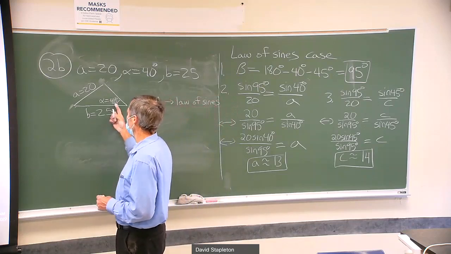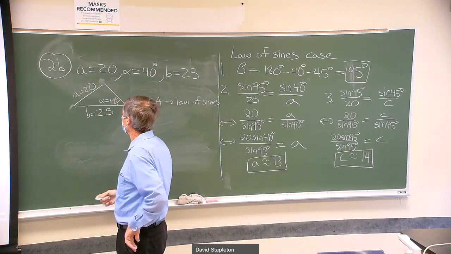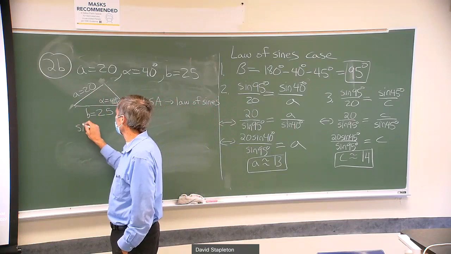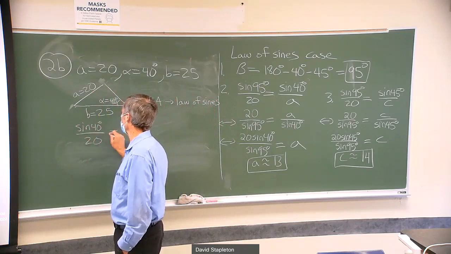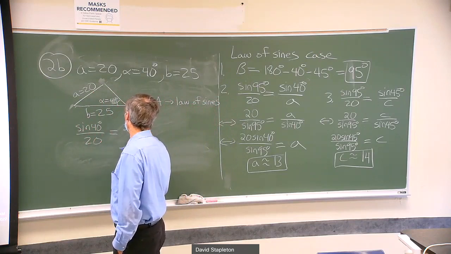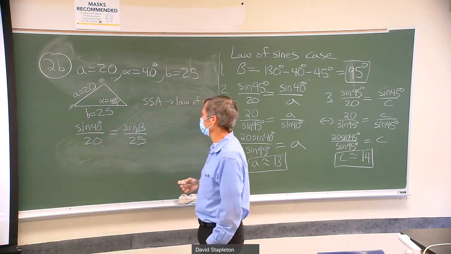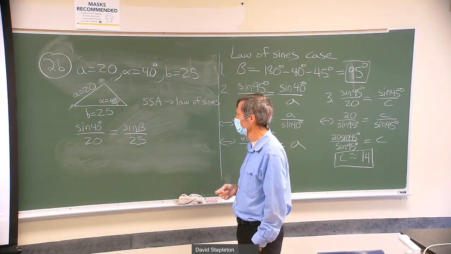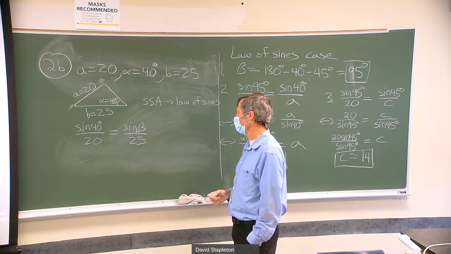Since I don't have two angles, I won't be able to start off by finding the last angle. Instead, I'll try and use the angle and opposite side that I have, and I'll say sine 40 degrees is to 20, as sine beta is to 25. This time it behooves me to put the sines on the top and the sides on the bottom, so the one we have in the book is easier for this one, because I want to solve for beta. All right, so sine beta equals that.